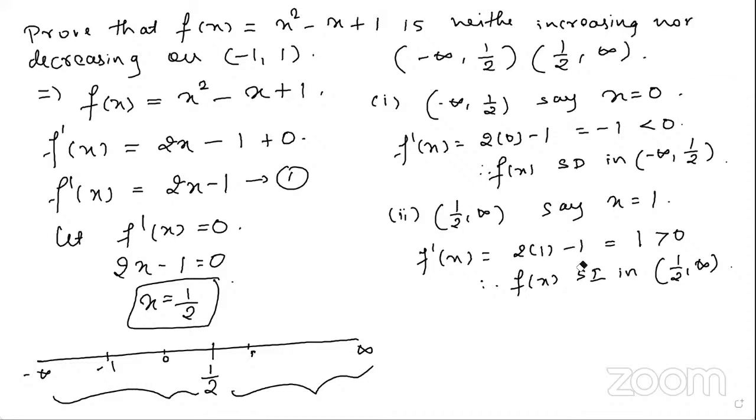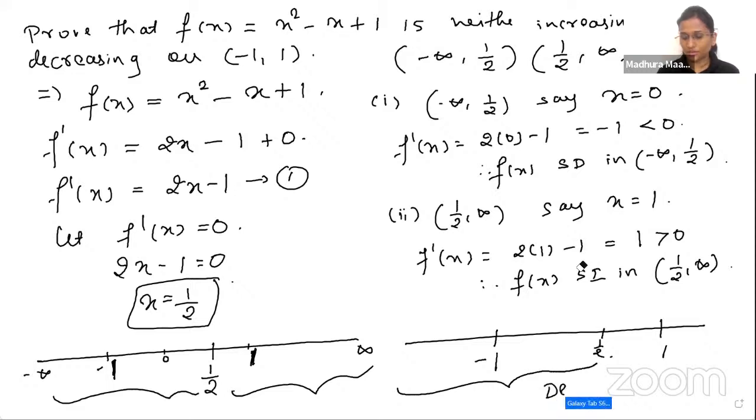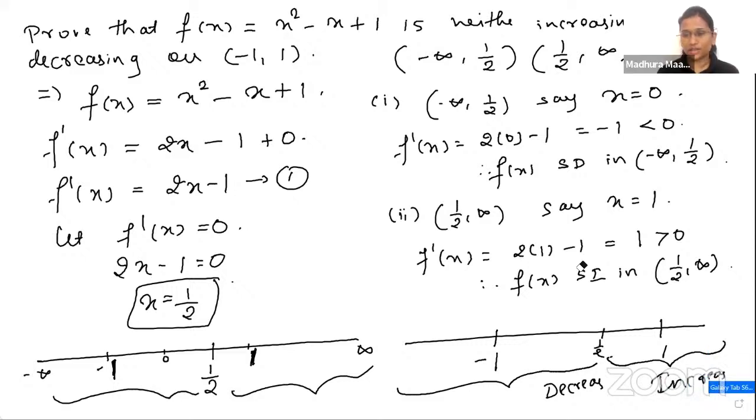Now what are they saying? From here to here. So this is your minus 1. This is your plus 1. Okay. So I will draw here once again. This is your minus 1. This is your plus 1. So somewhere here we had this 1 by 2. Correct? Now in the first interval, minus infinity to 1 by 2, what happened to the function? It decreased. Correct? Okay. Yes, ma'am. Then from here to here, the function increased. Correct?